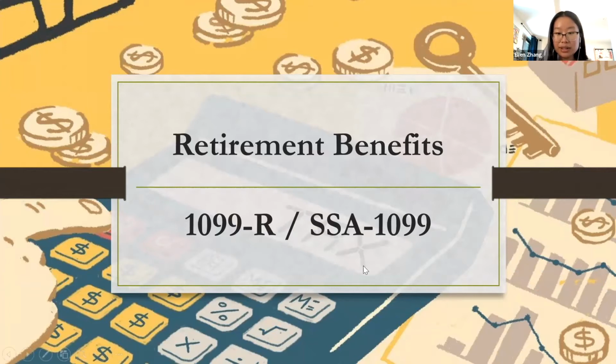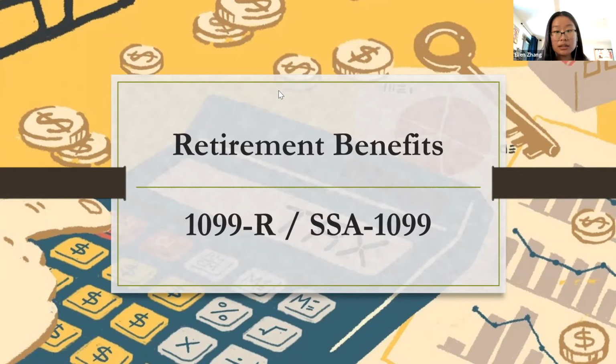I'm a little bit annoyed why they made it SSA 1099 and didn't keep the same format as before where the 1099 goes first, but it's all right. We're going to breeze through this section a bit faster because I feel like this does not apply to the majority of the participants here, at least not yet.